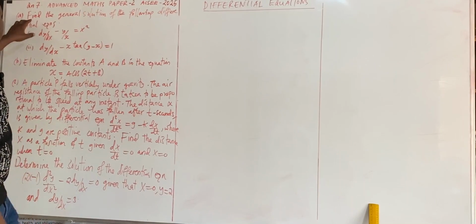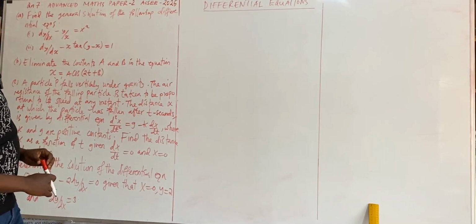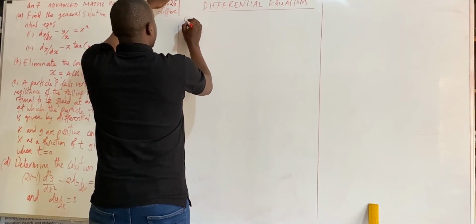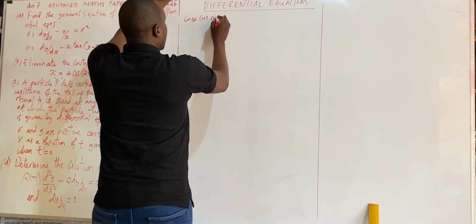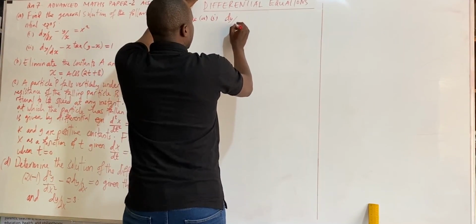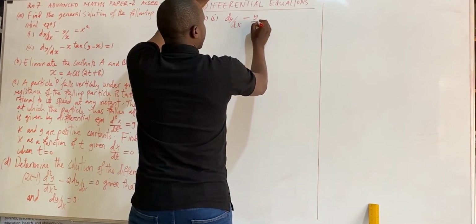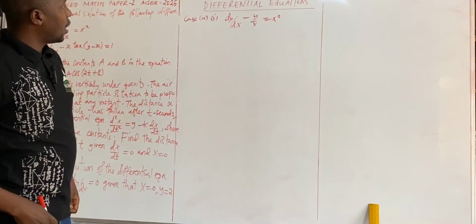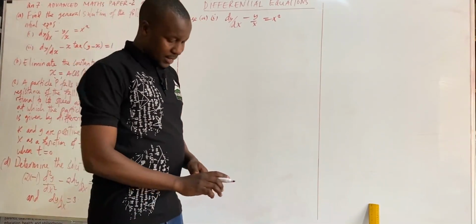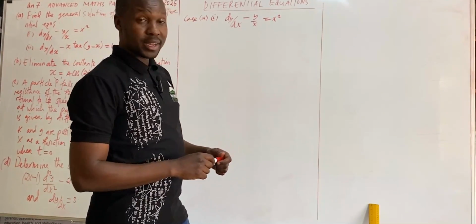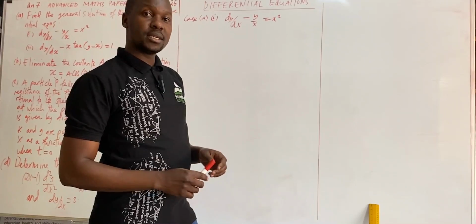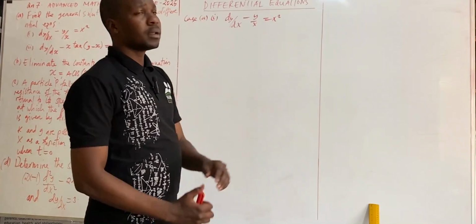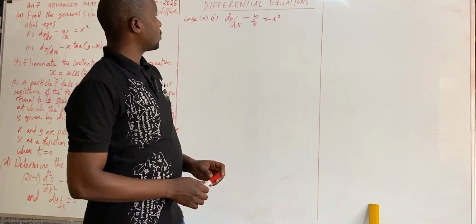In case A, we are told to find the general solution of the following differential equations. So here we have Roman 1 and Roman 2. Case A, Roman 1, solution for dy over dx minus y over x equals x squared. So we are told to apply the techniques in differential equations, where normally we apply integration and differentiation techniques so as to simplify this differential equation until we get the responsible equation that was there before.